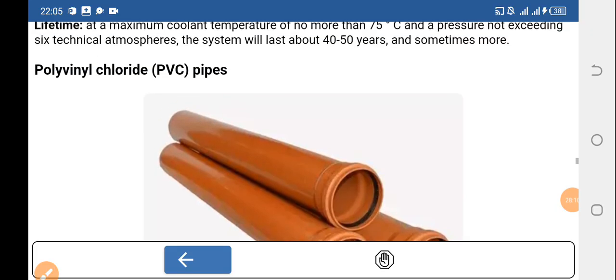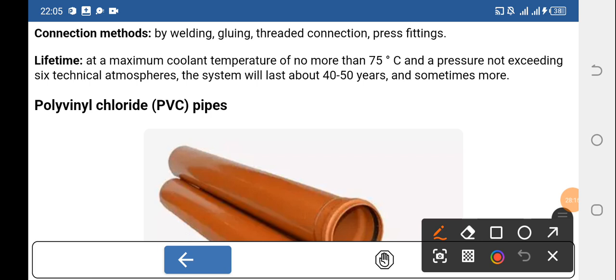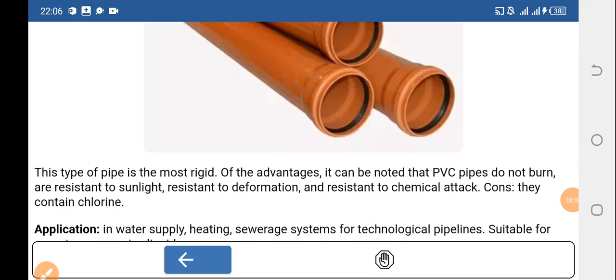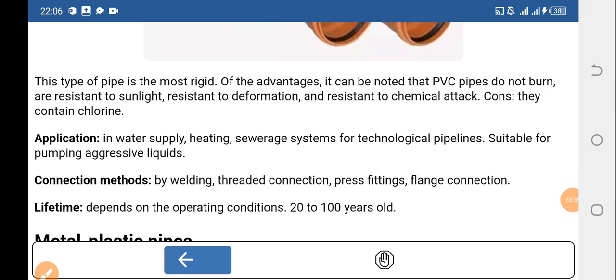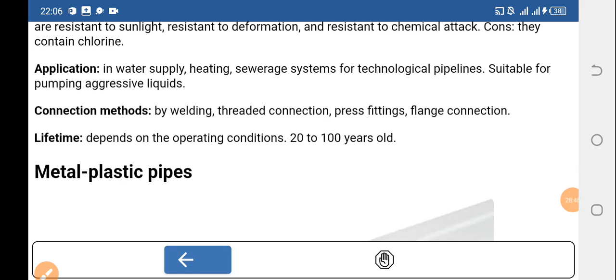That's why you have seen polyvinyl chloride. So in short, this material contains chlorine. So it is treated, meaning that it cannot be attacked by any chemical. So PVC pipe can be used in water supply, heating, sewer system, and also systems for technological pipeline, maybe communication pipes, suitable for pumping aggressive liquids like sewer, grey water, and whatever.